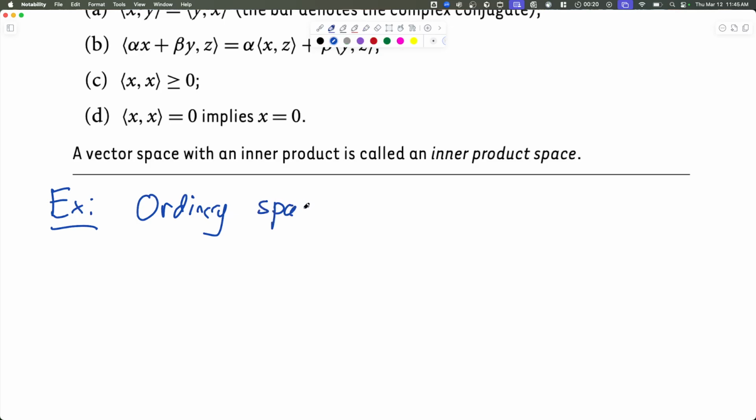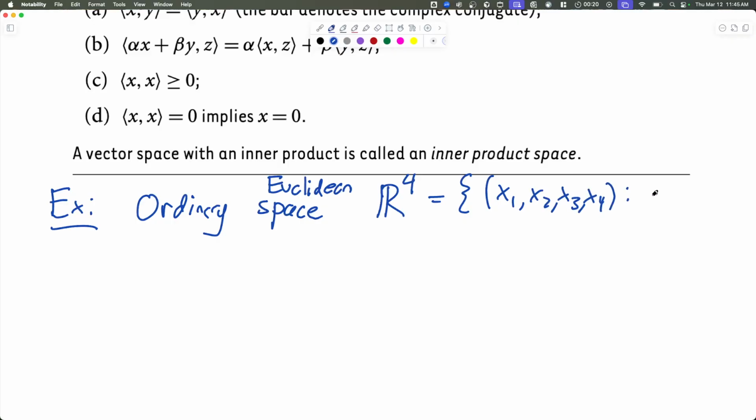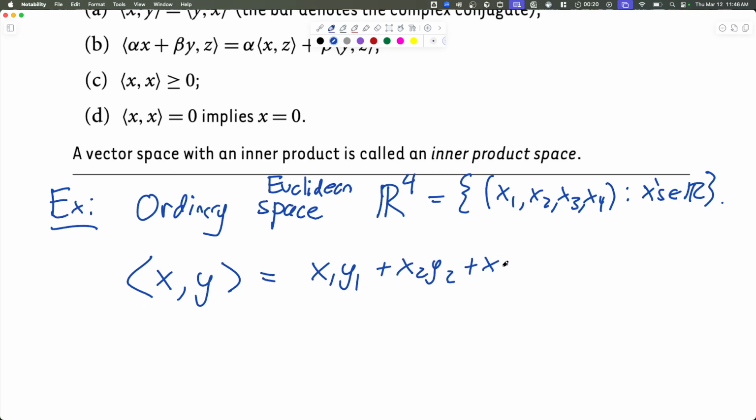Ordinary Euclidean space, I could say R^n, but let's just keep things concrete and say R^4. So in R^4, it's the set of all vectors of the form (x1, x2, x3, x4). This is just like you learned about in linear algebra class. The x's are in R. And then the inner product on this space, the inner product of x and y, is defined to be the sum x1 y1 + x2 y2 + x3 y3 + x4 y4.